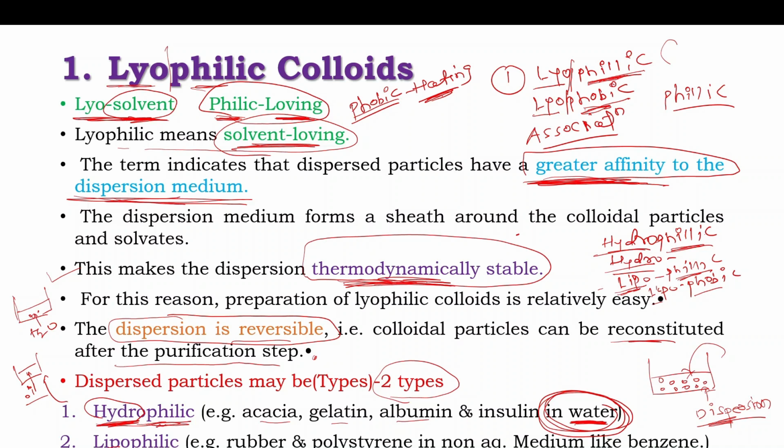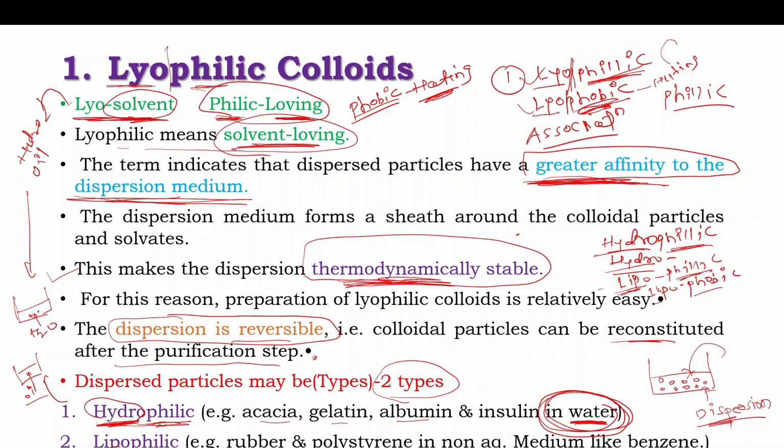When we add rubber and polystyrene in non-aqueous medium, it forms the lipophilic colloids. Okay, understand these things. Simple part is there. Mainly understand four terms: lyophilic, lyophobic. So what is philic? Philic, it is the loving in nature. What is phobic? Phobic, it is the hating in nature. Based upon these terms, we can define other terms. Lyo means what? Solvent. When we consider two solvents, first one is hydro and second one is oil. So we have already studied two parts, hydrophilic and lipophilic.